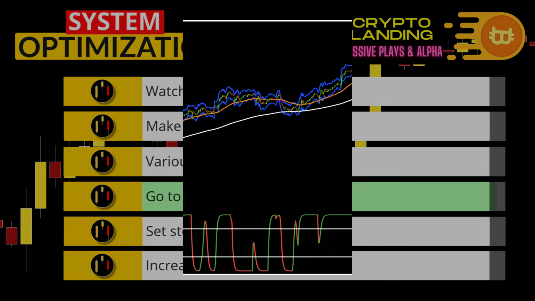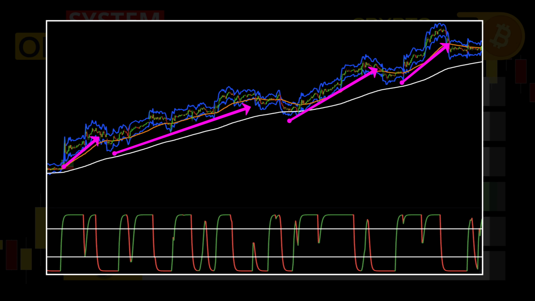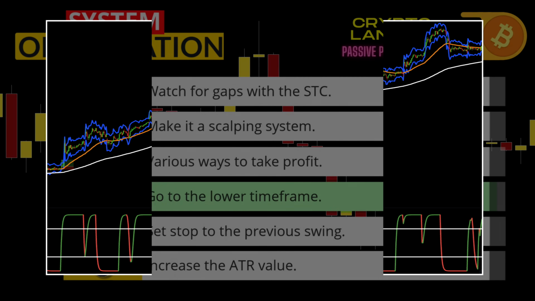Fourth, when you see the market in a strong trend like this, it is wise to switch to the lower time frames and identify trades with the overall trend. This type of analysis will greatly increase your win rate.